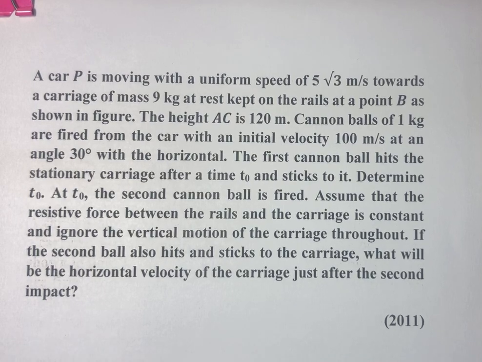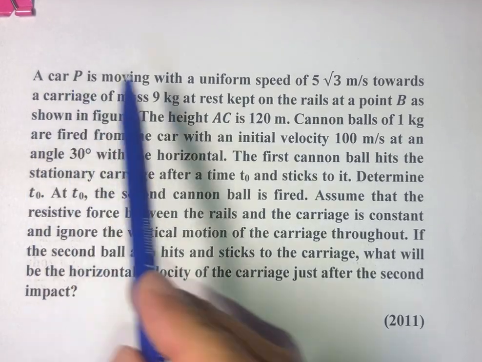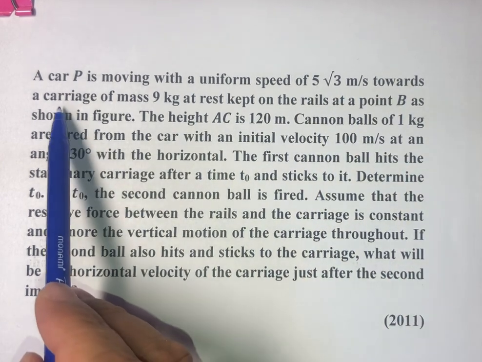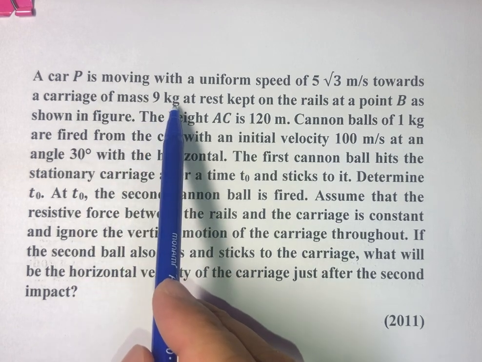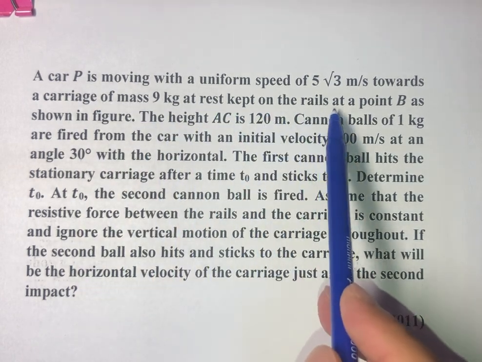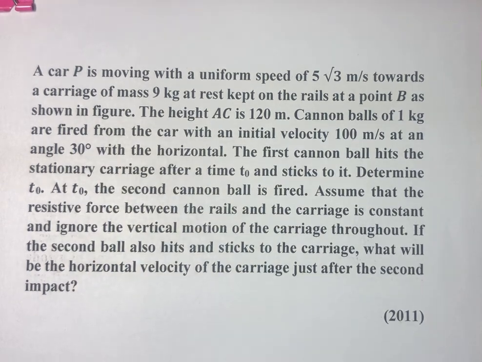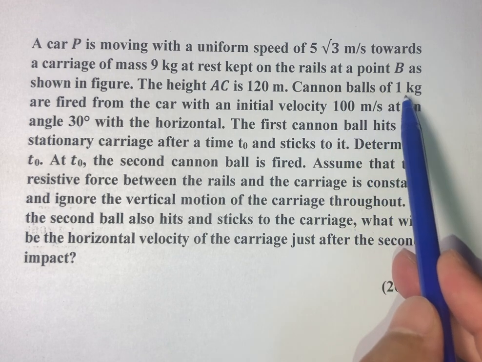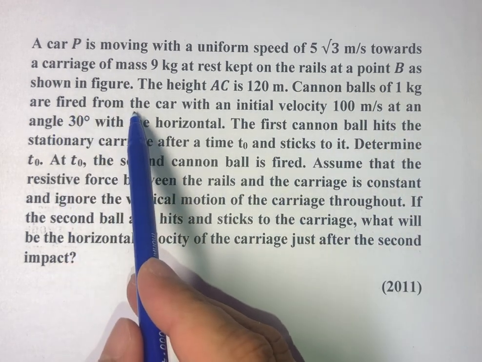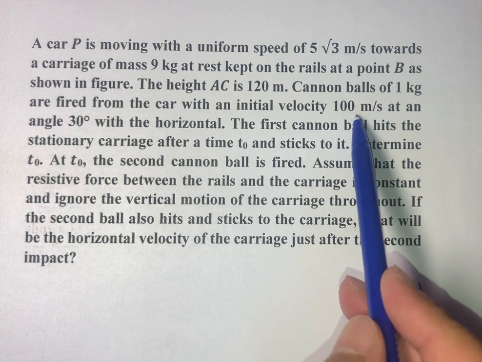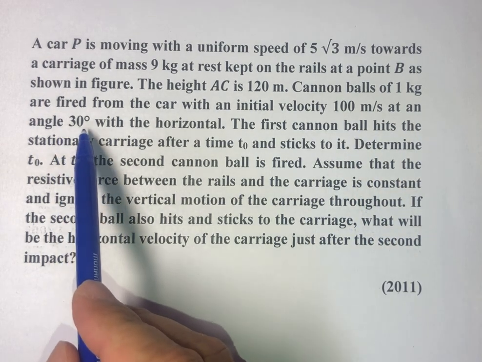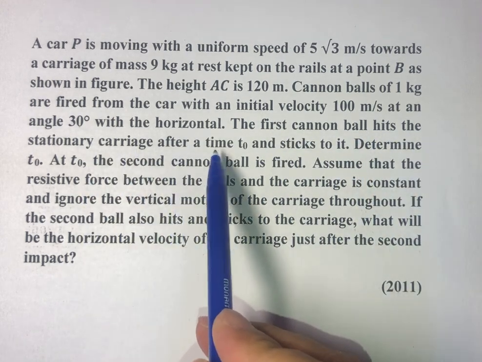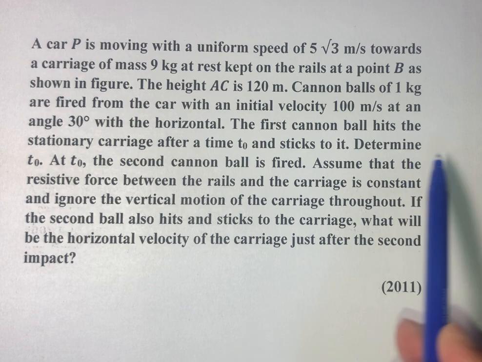Hello friends, today's question. A car P is moving with a uniform speed of 5√3 meter per second towards a carriage of mass 5 kg at rest kept on rails at a point B as shown in figure. The height AC is 120 meter. Cannonballs of 1 kg are fired from the car with the initial velocity of 100 meter per second at an angle 30° with the horizontal. The first cannonball hits the stationary carriage after time t0 and sticks to it. Determine the t0.